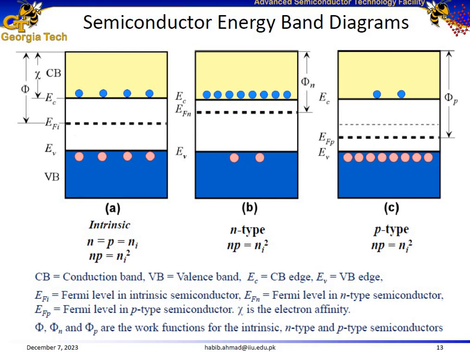And also in intrinsic semiconductor, the number of holes in the valence band is equal to the number of electrons in the conduction band. And this actually happens at a certain temperature, for example at room temperature. Consider the example of silicon. In silicon, at room temperature, we have around 1.5 × 10^10 holes in the valence band and 1.5 × 10^10 per cubic centimeter electrons in the conduction band.